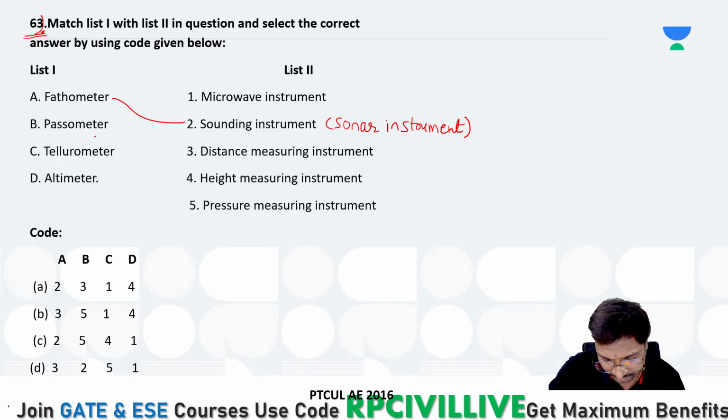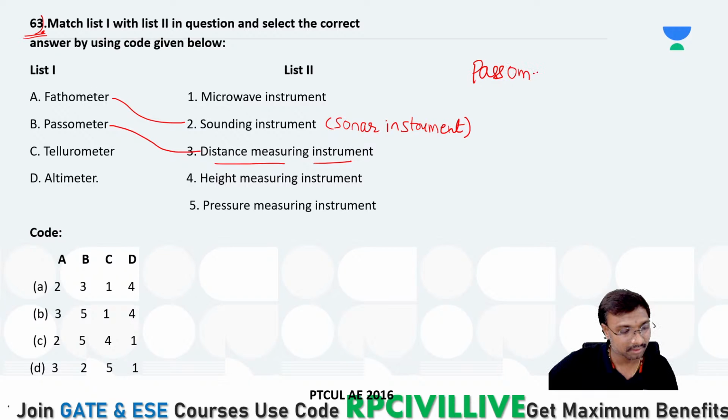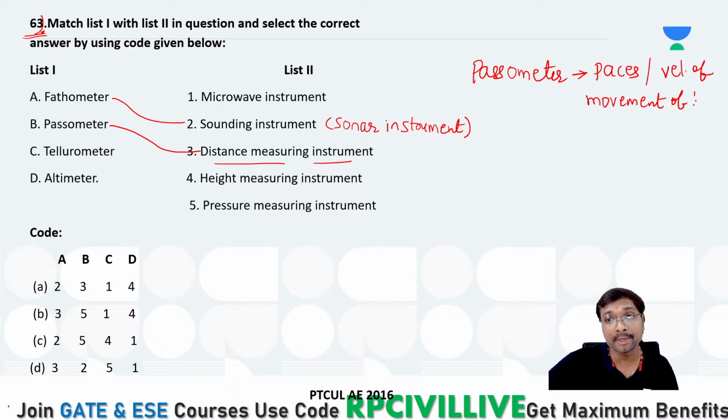Next, what is a passometer? It is a distance measuring instrument. Why? It counts the paces, or you can also call it the velocity of movement of the body. Once you know the velocity and how much time you are walking for, you can calculate the distance also.